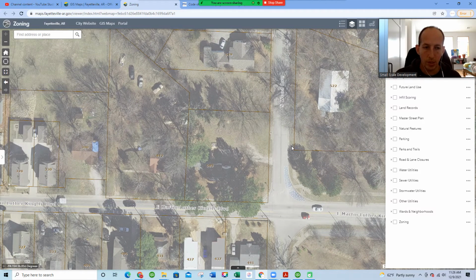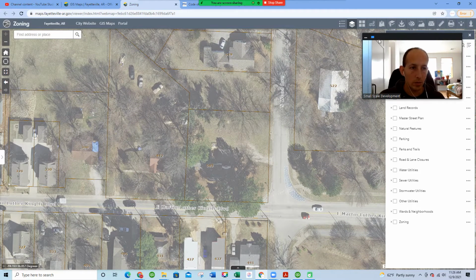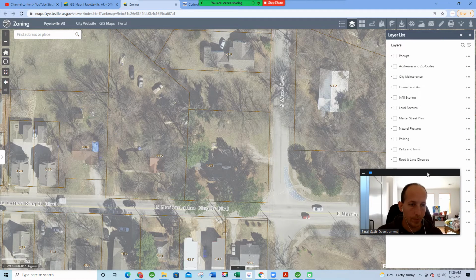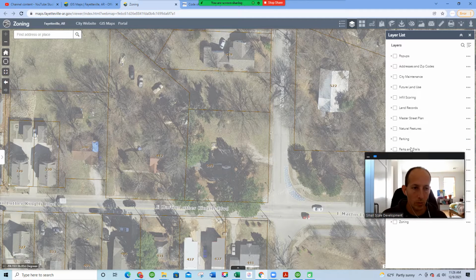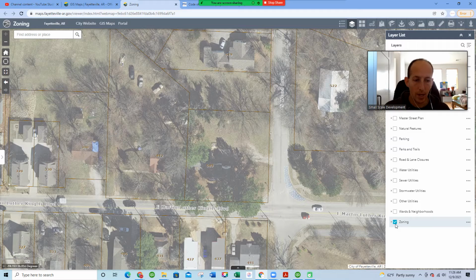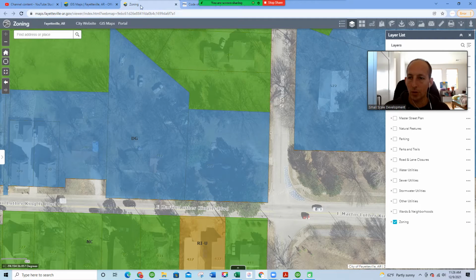Well, that's where we'll start for now. So that's the zoning, Downtown General, and let's go back over here.